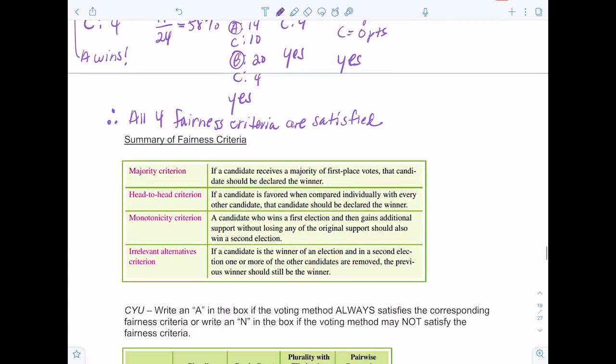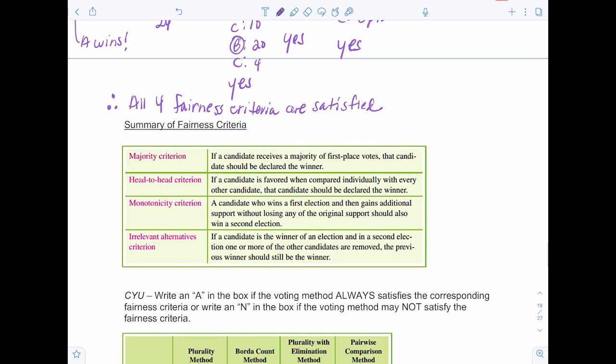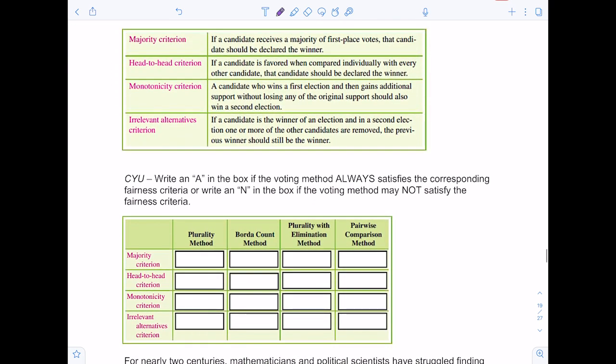Okay, so in summary there, we've got our 4 fairness criteria, in case you need a little refresher. What I'd like you to do is pause the video and fill in the table here. You're writing in A if the voting method always satisfies the corresponding fairness criterion, or in N if the voting method may not satisfy the fairness criterion. Again, that means that it potentially could, but it also has the possibility of not satisfying it. So you can pause the video and then unpause it and I will show you the answers here.